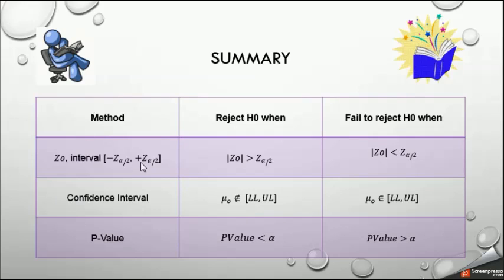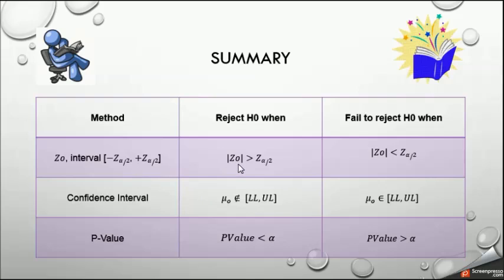So here we have the methodologies, and here we have the criteria to reject the null hypothesis. Otherwise, we will fail to reject the null hypothesis. So for the Z0 or test statistic, we are mainly interested in the interval, which is Z alpha over 2 and minus Z alpha over 2. In fact, minus Z alpha over 2 is exactly the same as Z1 minus alpha over 2, because the normal distribution is even and symmetric around the 0.